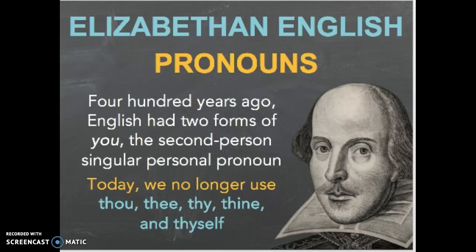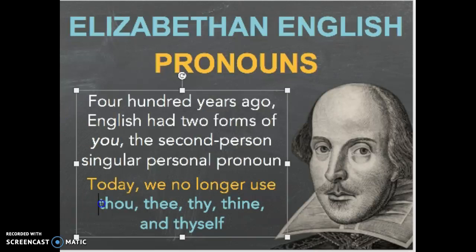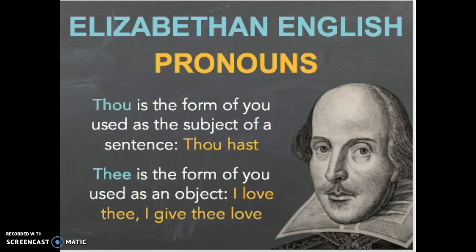Also, the Elizabethan pronouns that were used, again, this was 400 years ago. English had two forms of you. The second person singular, and then also personal pronouns, possessive form, okay? Today, we no longer use thou, thee, thy, thine, and thyself. Okay, I want to go over the 5 differences between them.